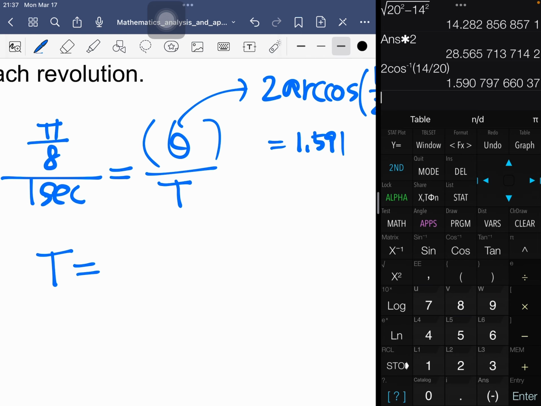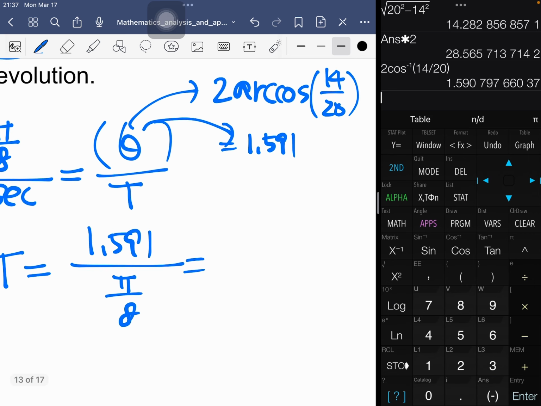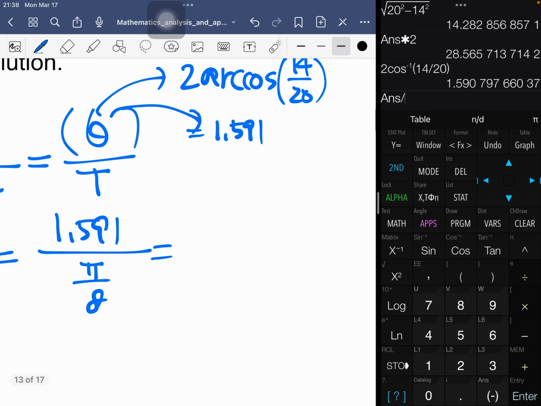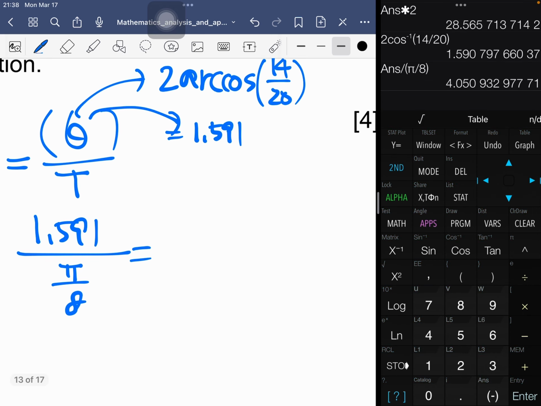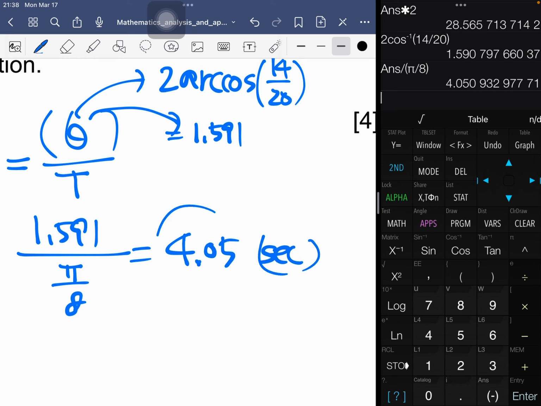So the value of t that we want to calculate equals theta, 1.591, divided by pi over 8. That is going to be 4.05 seconds.